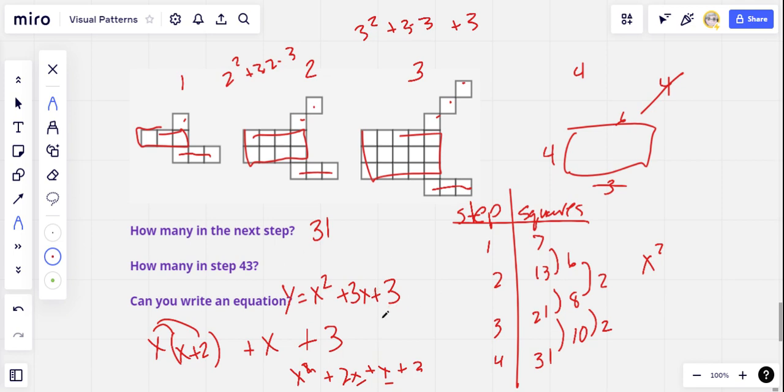If we've got an equation that we're confident in, we can just plug in 43 for x to find how many in step 43. So that'd be 43 squared plus 3 times 43 plus 3. And let's see, 43 squared is 1849. And then 3 times 43 is 129. And plus 3 more. All right, what is that going to be? So we get a 1 there and an 8 here. And I think it's 1,981. Double check my math on that one, but I think that's right.